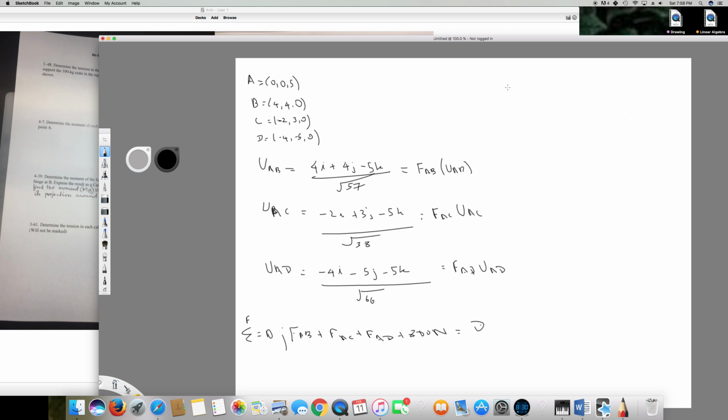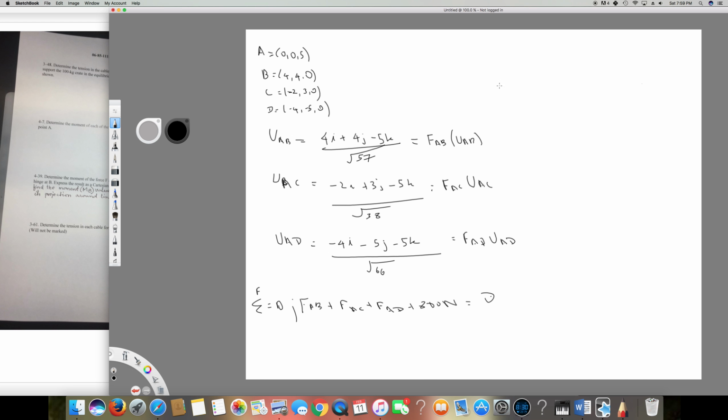Let's put the XYZ components, because it's going to be a separate thing. I can't add I with J, I can't add J with K, because I is in the x-axis, J is in the y-axis, and K is in the z-axis. So I'm going to form three separate equations for x, y, z, and equalize each to 0. First, I'm going to form the x component equation, so sigma x is equal to 0.